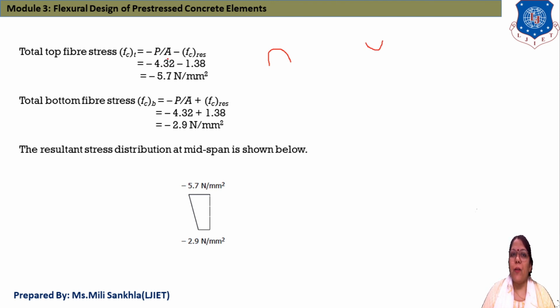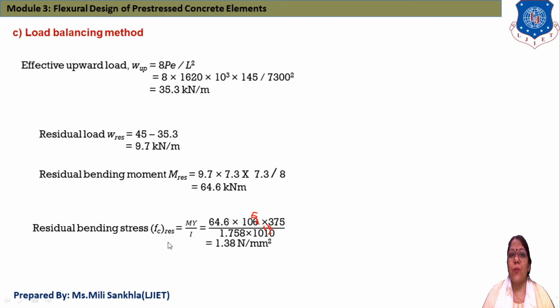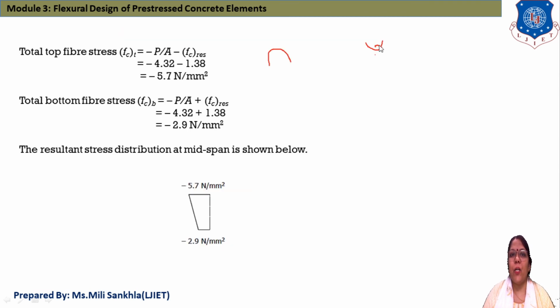P by A, that means our compressive forces, we already found the load divided by area, minus 4.32. According to this load balancing concept, this one is for the prestressing force and this one is for the load balancing concept, compressive force, and the bottom is tensile forces. So compressive forces are minus, and the residual stress we already found. Look at this, this one is our residual stress, minus 1.38, and this one is compressive according to this, minus 1.38.